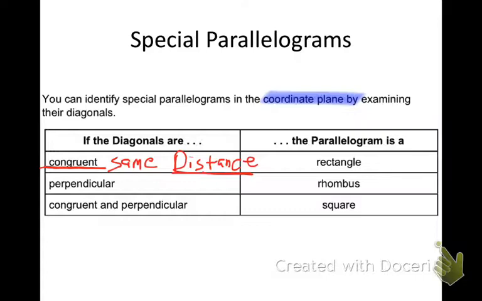Perpendicular. How do we find out whether 2 diagonals are perpendicular? Good. So as I said, when I need to find perpendicular, I need to find the slopes. And then if it's congruent and perpendicular, that makes it a square. So really what we're going to do in the coordinate plane is find distance and find the slope. Can we all agree that those are two things that we do quite often in here? Yes, it is. Bingo right there. So we're going to find distance and slope.